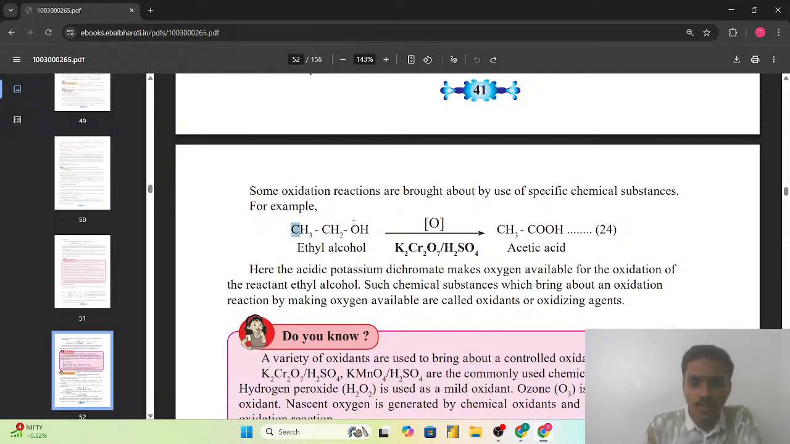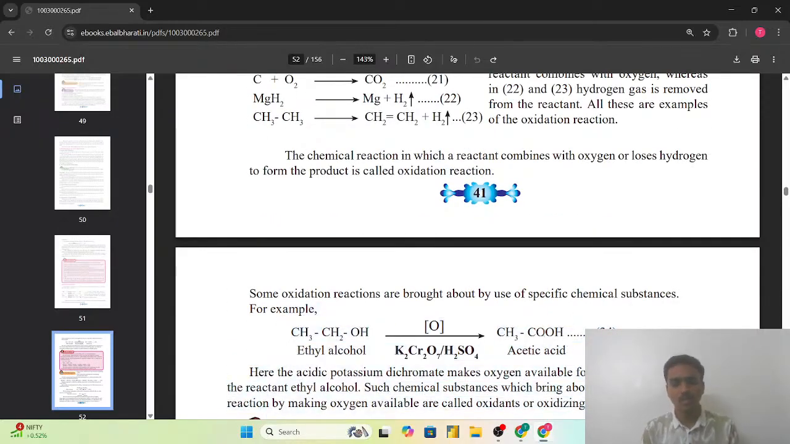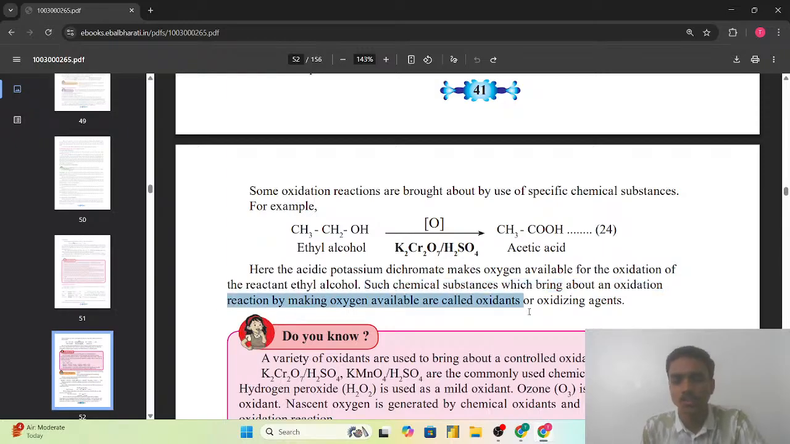So when ethyl alcohol reacts in the presence of the nascent oxygen, K2Cr2O7 and H2SO4, it leads to the formation of CH3COOH, that is the acetic acid. Remember, this is also one of the important reactions from the exam perspective. But also we have to remember how this reaction is taking place, in the presence of the nascent oxygen. So here the acidic potassium dichromate makes oxygen available for the oxidation of the reactant ethyl alcohol. Such chemical substances which bring an oxidation reaction by making oxygen available are called oxidants or oxidizing agents.